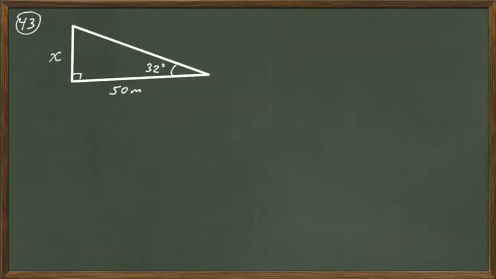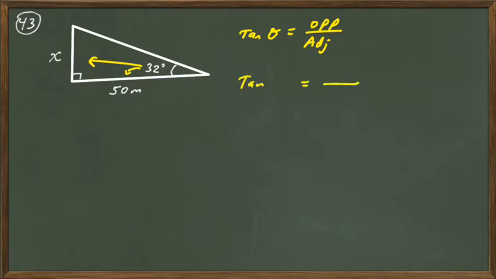Now when we go to 43, we're going to do the same approach, use SOHCAHTOA. Apparently I gave you another one that involved opposite and adjacent. So to me, that's another tangent. Tangent of theta is equal to opposite over adjacent. So the tangent of what angle? 32 degrees, has to equal opposite over adjacent.